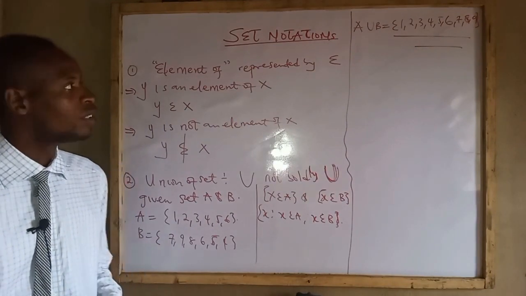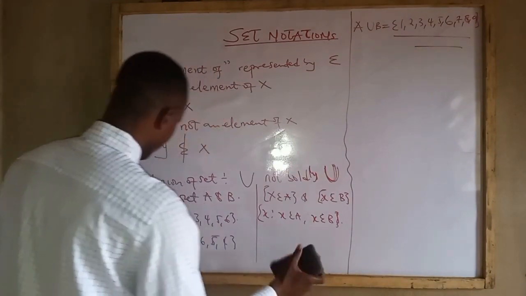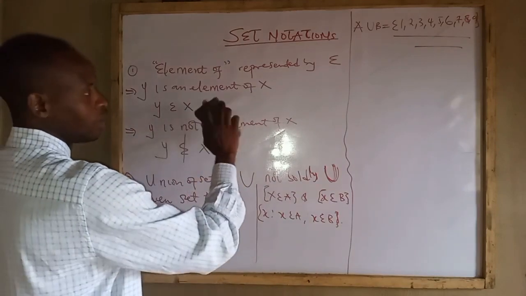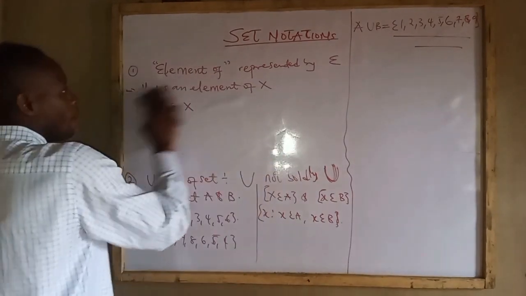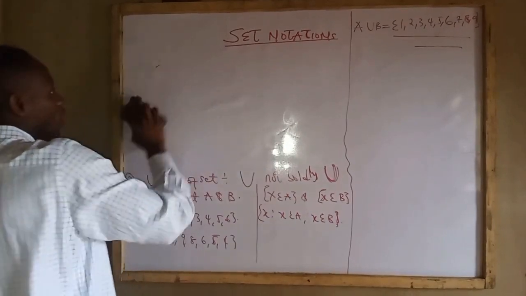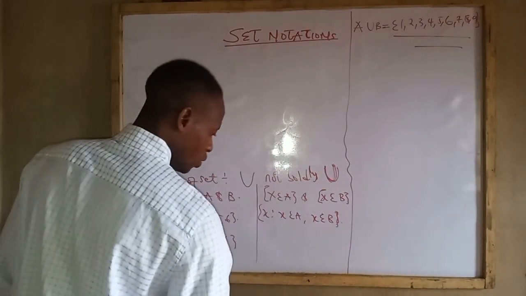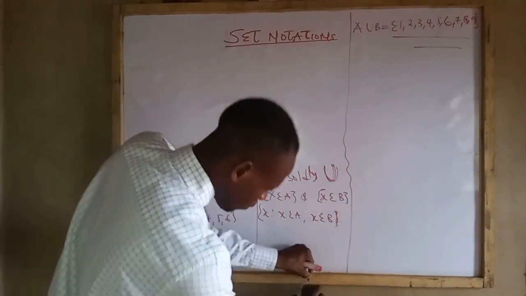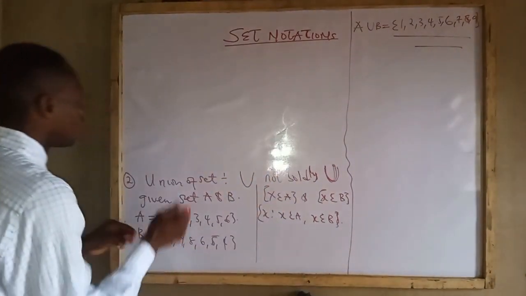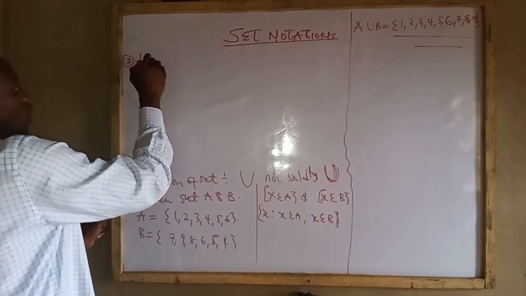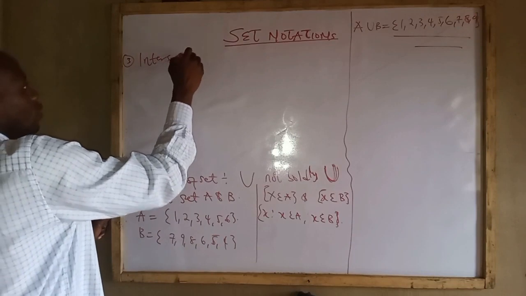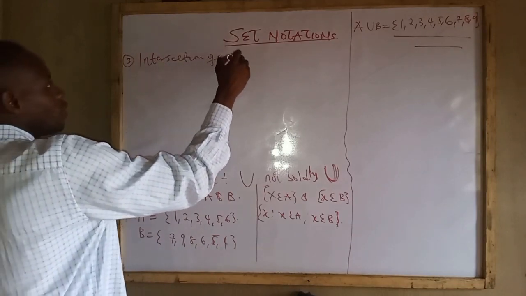Are we following? So the next one is known as, permit me to wipe off this part, the intersection of sets.